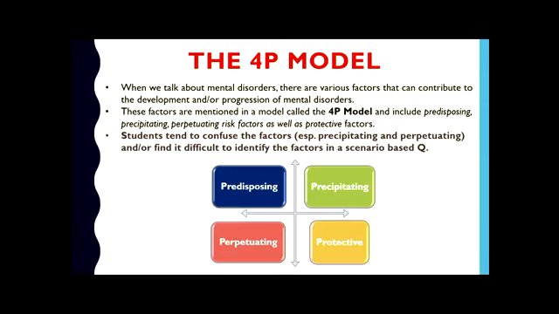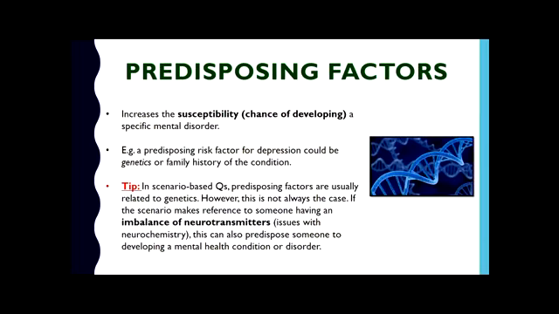The 4P model is quite straightforward, I think, but when it comes to identifying those factors in case studies or scenario-based questions, students tend to confuse them a bit. A lot of the time we think of predisposing factors as being genetics. More often than not in a scenario-based question, unless Vika wants to make it extra complicated, predisposing factors will be about genetics. So Karen's grandfather has specific phobia, or Tina's mother has depression. It'll be something about genetics there.